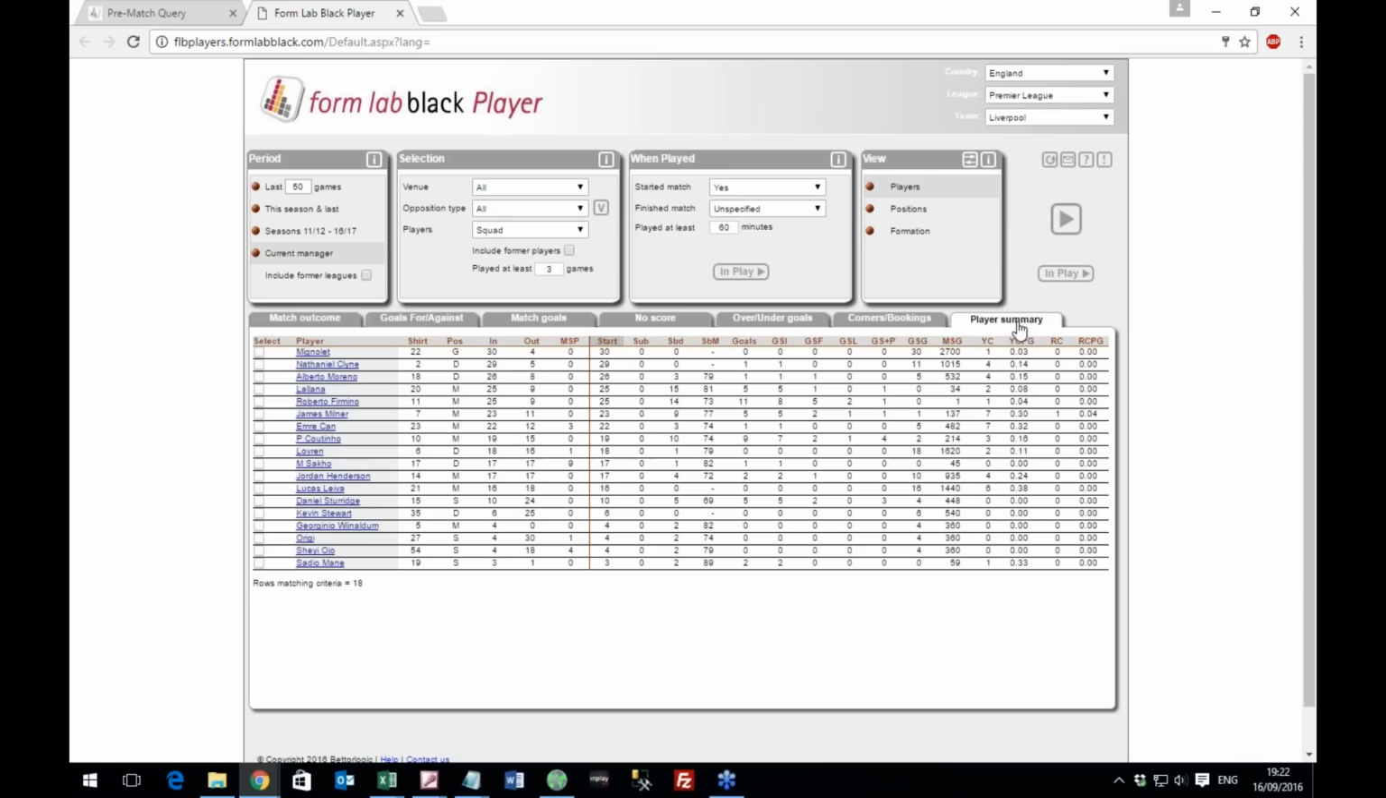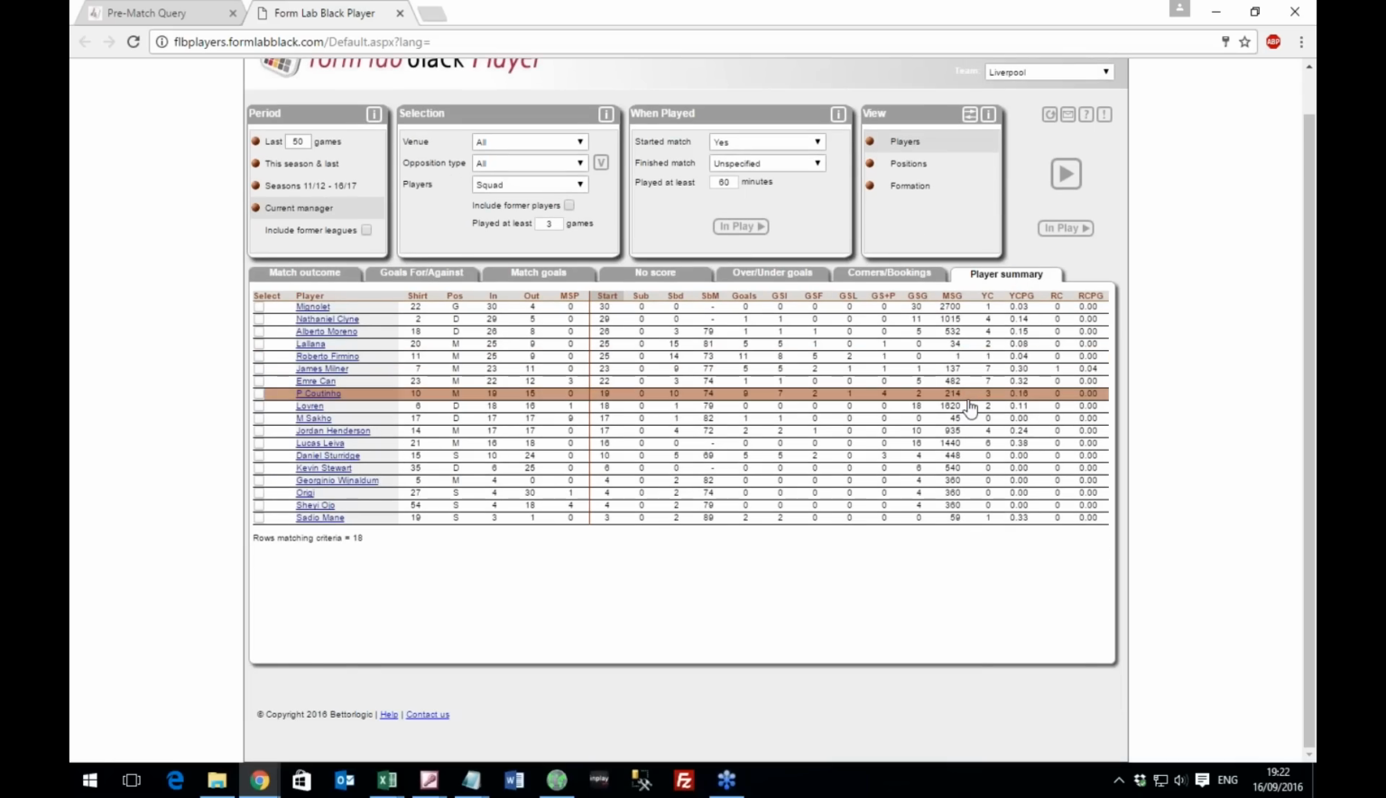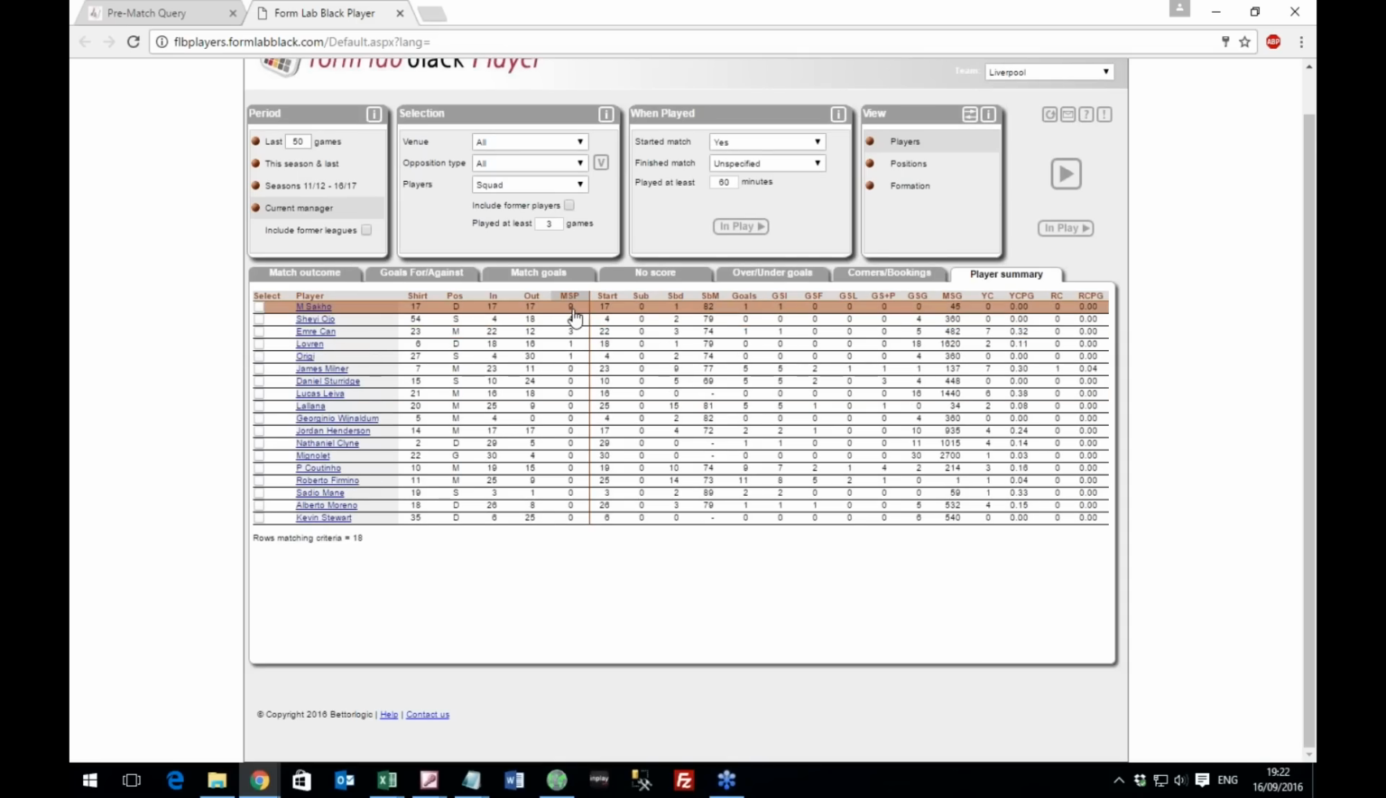If we click on the player summary, what you've got here is a quick screenshot of a lot of data about the players in the squad, including some standard stuff about the position and the shirt number of the player, and how long it's been since they last played. And what we see here is there's not really anyone in the squad that has been out for too long a time other than Sakho after his ban. A lot of their players have either played in the last game or very recently.